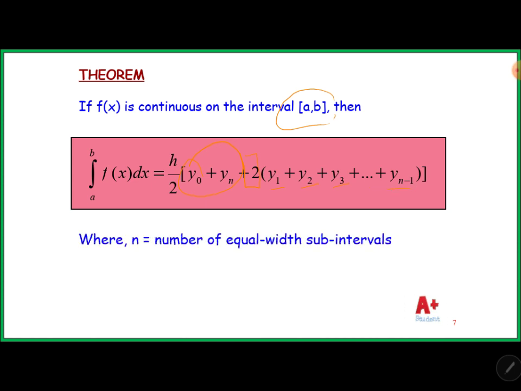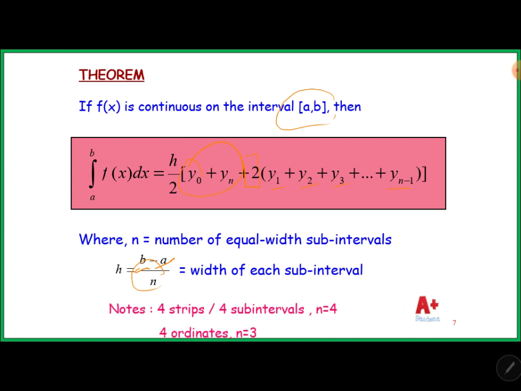Okay, so what is n? n is the number of equal width subintervals, or as we said earlier, the number of strips. And then what is h? h is the width of each subinterval, the width of the strip. How do we find the width? We subtract the lower limit from the upper limit and divide by how many strips we want.